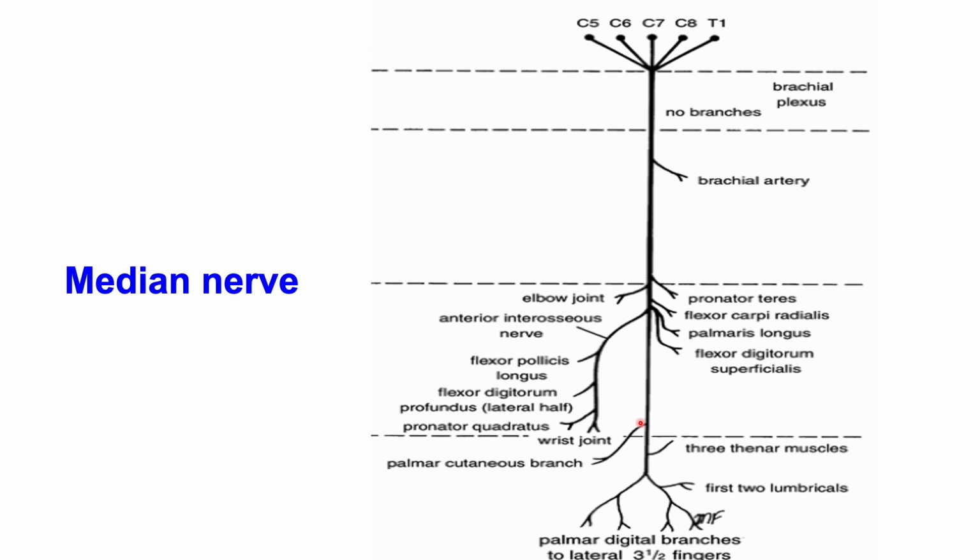So this branch of the median nerve passes superficial to the flexor retinaculum. Okay, so the main median nerve passes deep to the flexor retinaculum, but the palmar cutaneous branch passes superficial to the flexor retinaculum. So these points are very important. We will go into detail when we are talking about the clinical aspects.